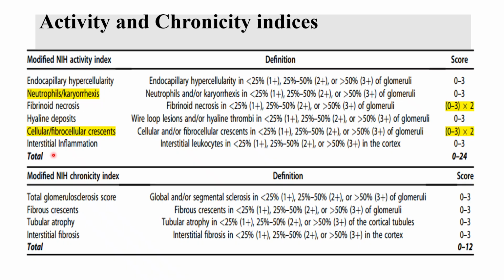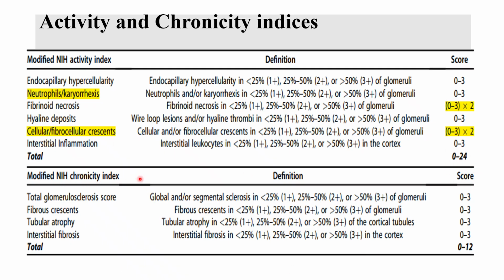Now, the last one is interstitial inflammation. If interstitial leukocytes in the cortex are less than 25%, then score 1 plus, 25 to 50 is 2 plus, more than 50 is 3 plus. We will check in the cortex. So these are the parameters. There are 6 parameters and the total score is 24.